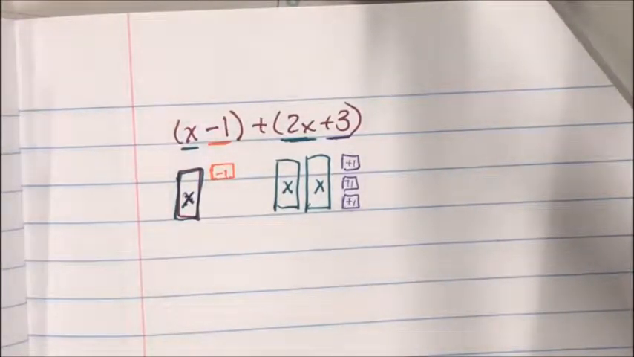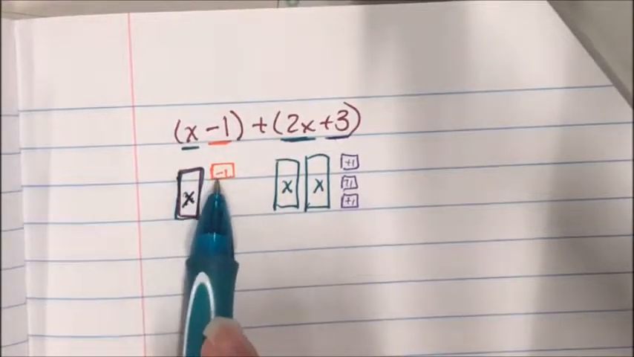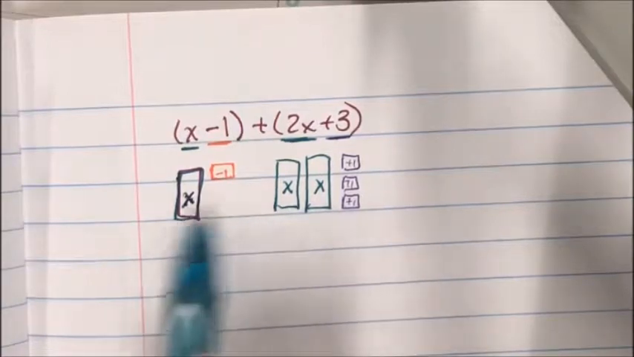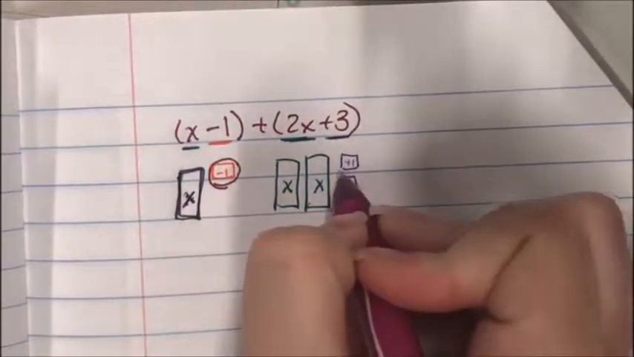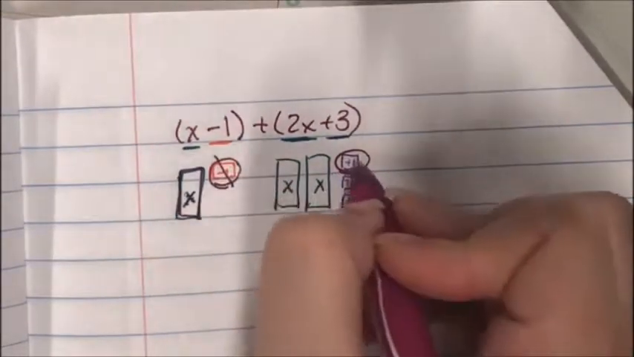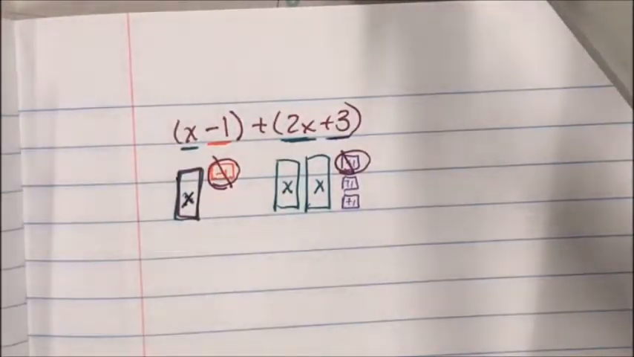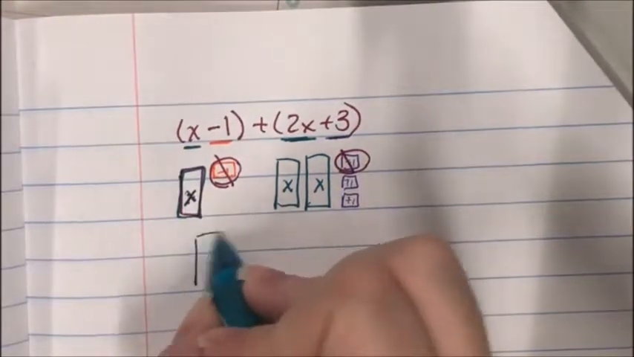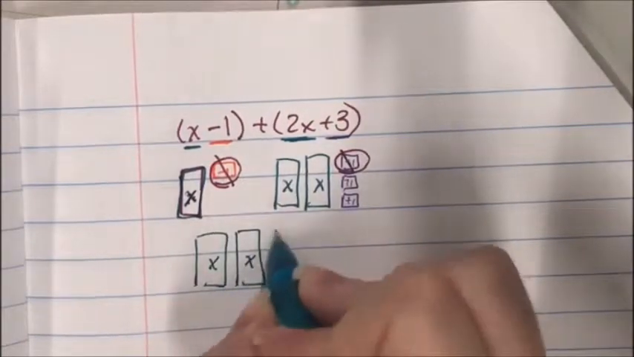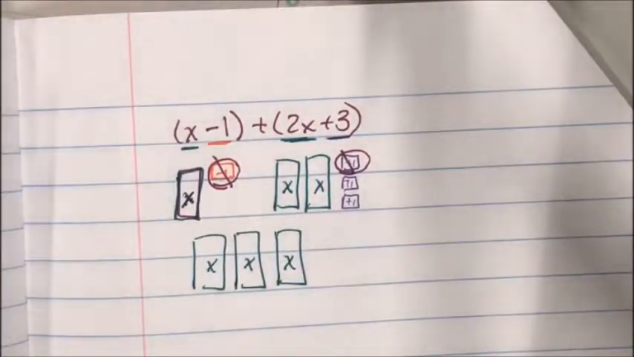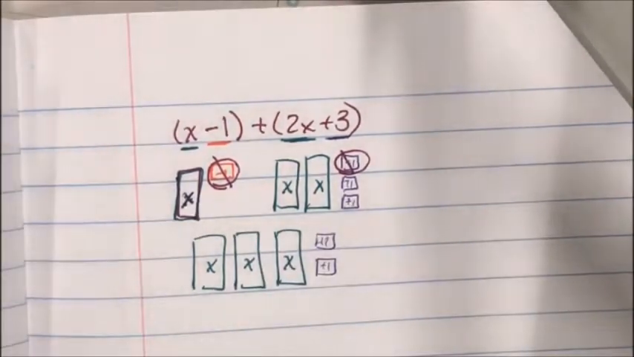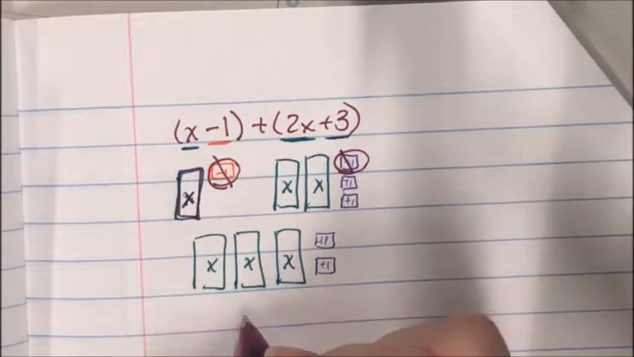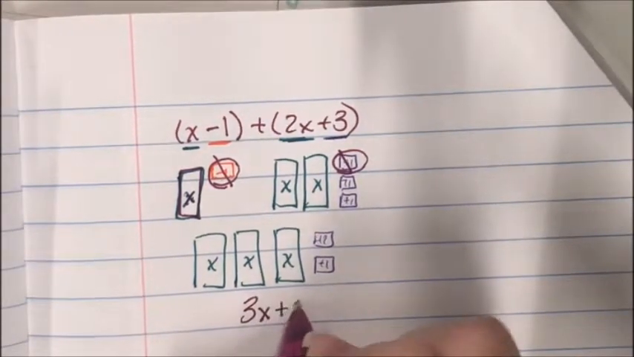Okay. Now I'm going to look for 0 pairs. I don't have any negative x's, so I can't do any 0 pairs with them, but I have a negative 1 and a positive 1 that can cancel each other out. Okay. Now I'm left with 3 x's and 2 1s. So my expression is going to be 3x plus 2.